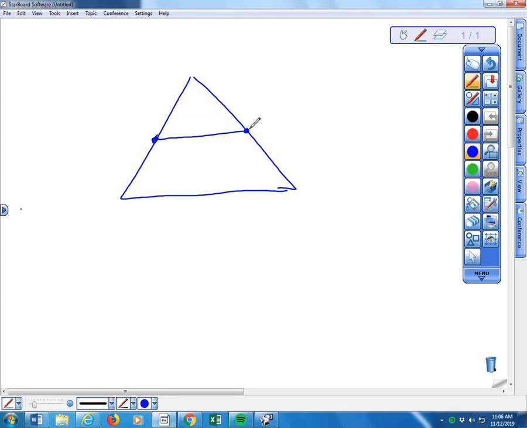This mid-segment has some properties that are important to know, and this is the mid-segment theorem. The mid-segment is parallel to the side opposite it, and it's also half the distance. It's parallel and also half the distance. So if this segment here is 10, this mid-segment is 5 units, because it's going to be half the distance of the side opposite.